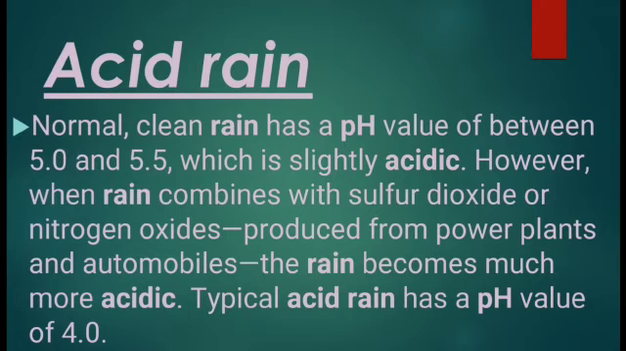Okay children, the next topic is acid rain. What is meant by acid rain? Clean rain has a pH value between 5 and 5.6, which is slightly acidic. If the value falls lower than that, then it is considered acid rain.